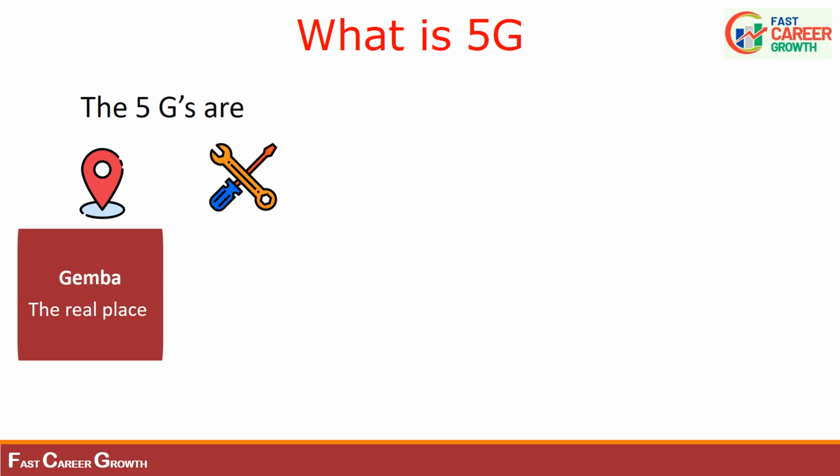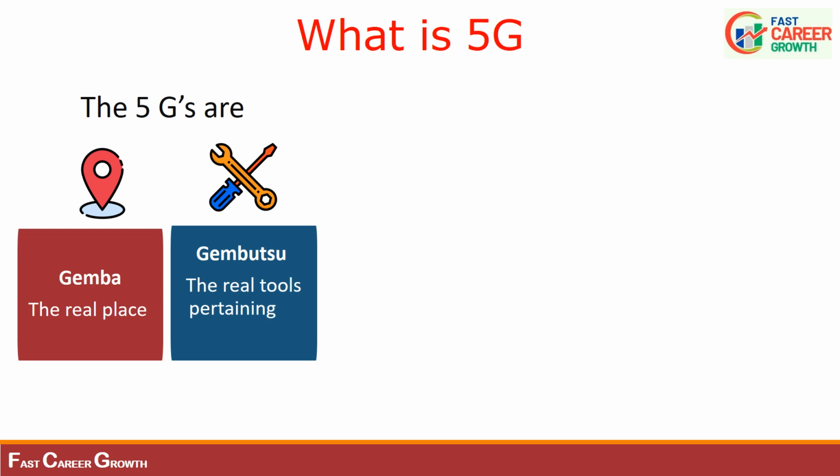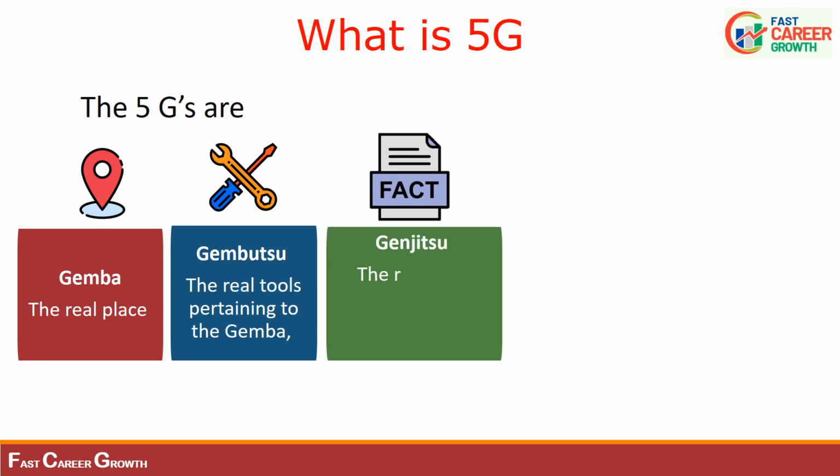GENBUTSU, the real tools pertaining to the GEMBA. This translates to the real tools or the actual equipment. GENBUTSU encourages the use of tangible evidence and physical data from the GEMBA to analyze and understand the current state of processes. By examining the actual tools and equipment, one can gain insights into the efficiency and effectiveness of the work being done.